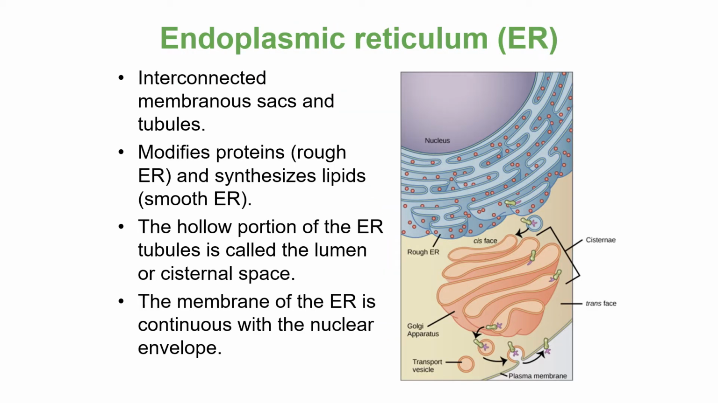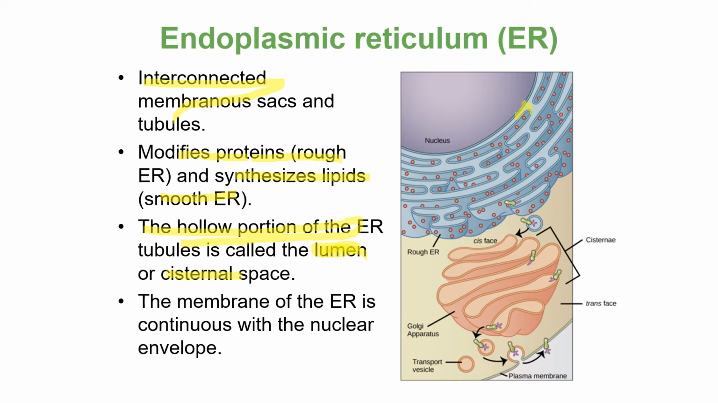Endoplasmic reticulum is made up of interconnected membranous sacs and tubules, and it is continuous with the nuclear envelope. It can produce proteins, that's the rough ER synthesizing proteins, and then the smooth ER synthesizes lipids. The hollow portion of the ER is called the lumen or cisternal space. We're going to use this word lumen again throughout the semester, referring to the open inside, right?